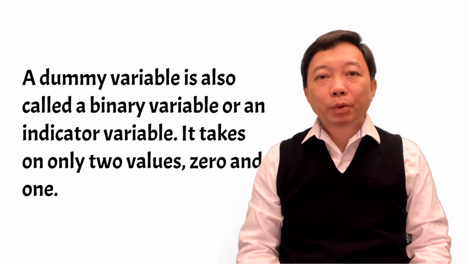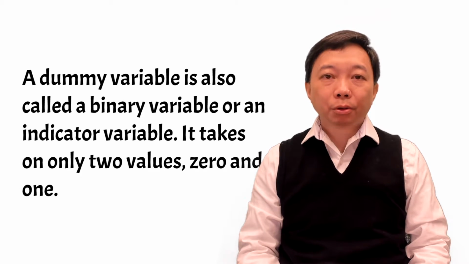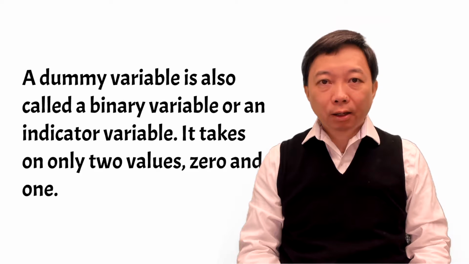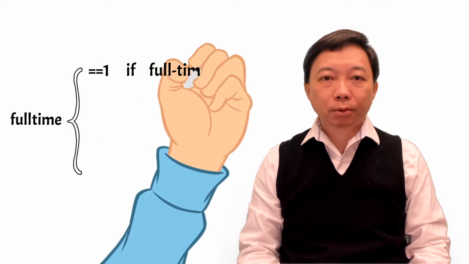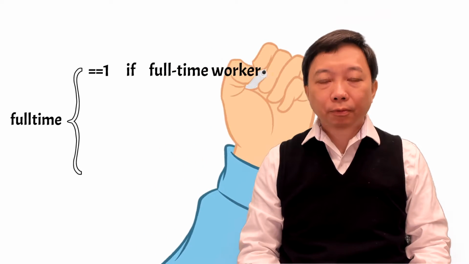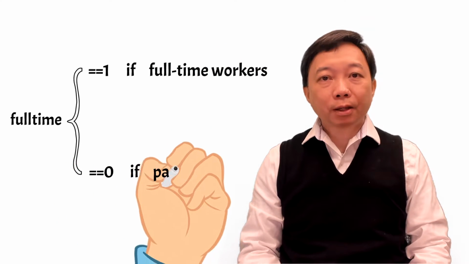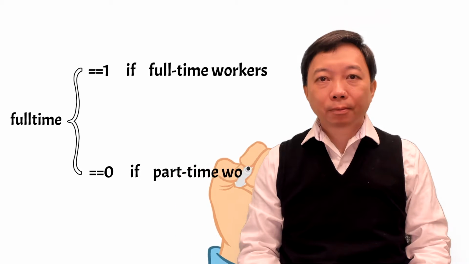For example, we can use a dummy variable to describe whether a worker is full-time or part-time. We use a dummy variable full-time to indicate full-time workers. Full-time equals 1 means full-time workers. Full-time equals 0 represents part-time workers.